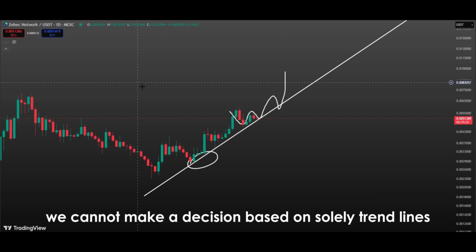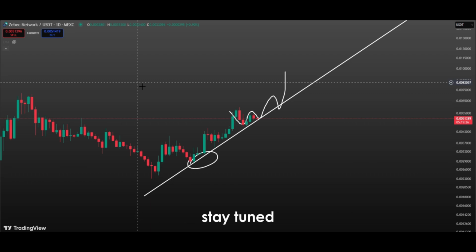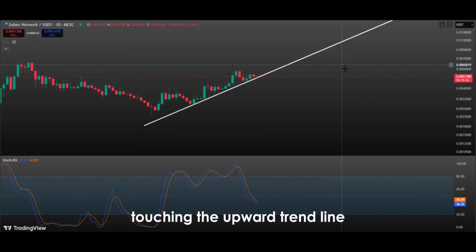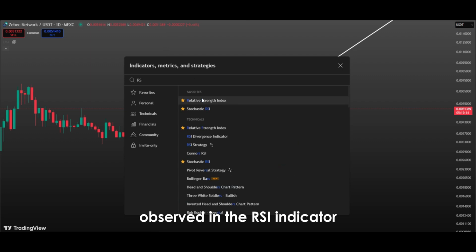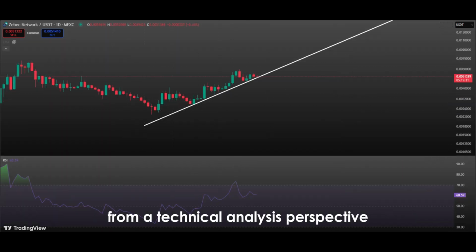But we cannot make a decision based solely on trend lines. Let's also take a look at other metrics. Stay tuned. The fact that the price is currently touching the upward trend line observed in the RSI indicator is considered a highly important and strong signal from a technical analysis perspective.